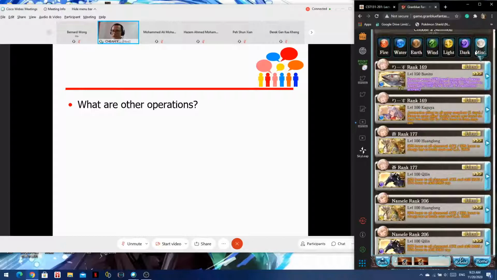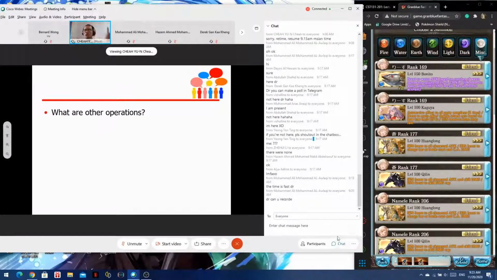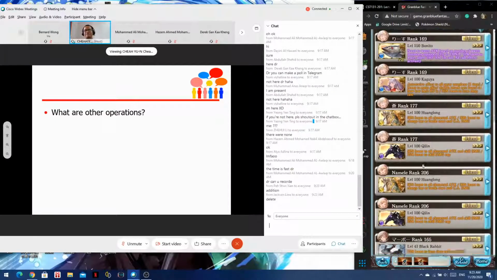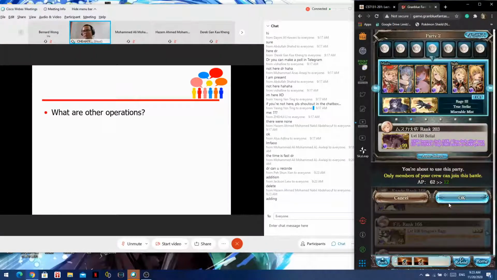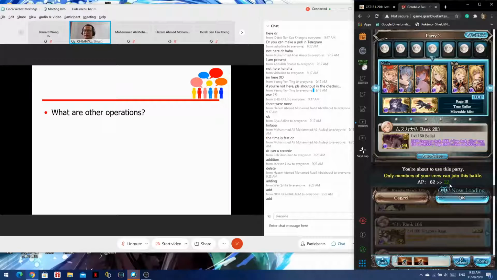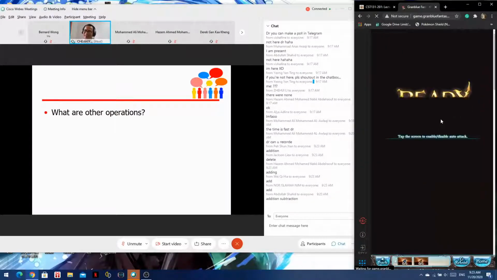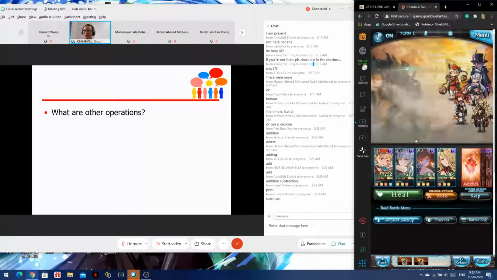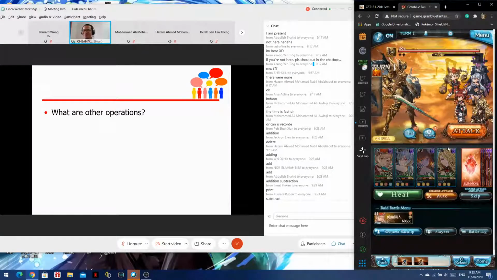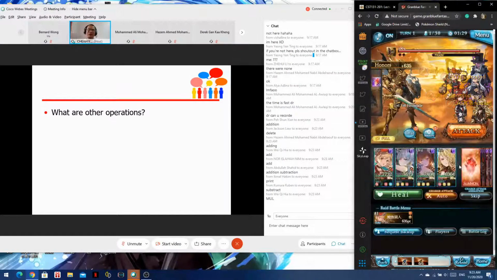Can you guys just quickly shout out in the chat box? What other potential operations can you do? Now, this can be memory related or not memory related. Delete, adding, okay. Subtraction, okay. Printing, okay. So all those are examples of operations.